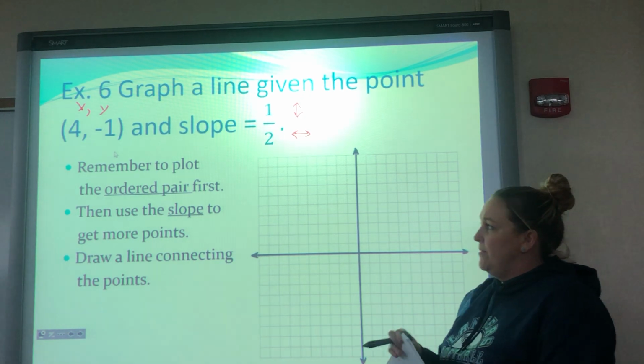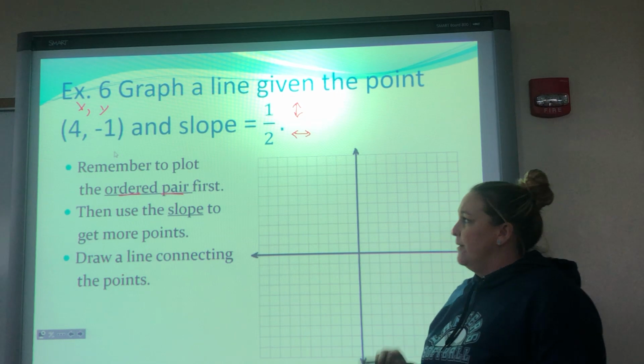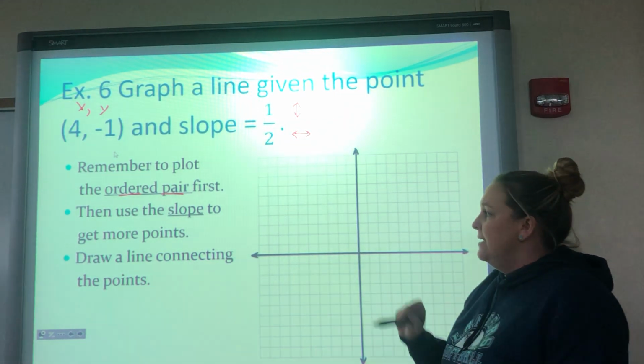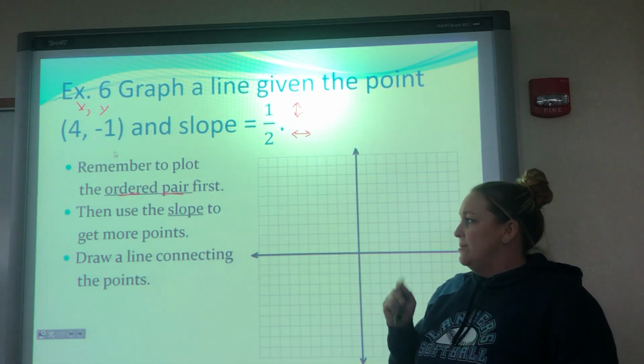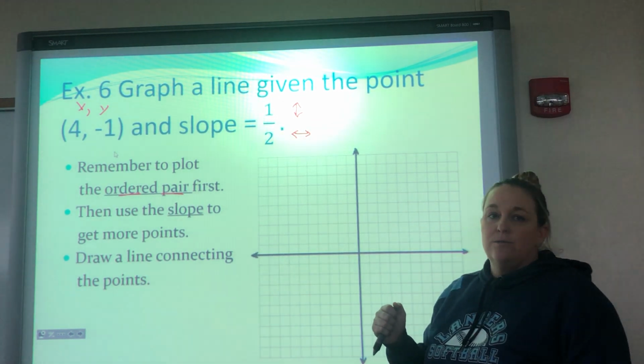It says, remember to plot the ordered pair first. Ordered pair first, that's the x, y. Then we're gonna use the slope to count and get more points. And then we're gonna draw a line that connects those points.